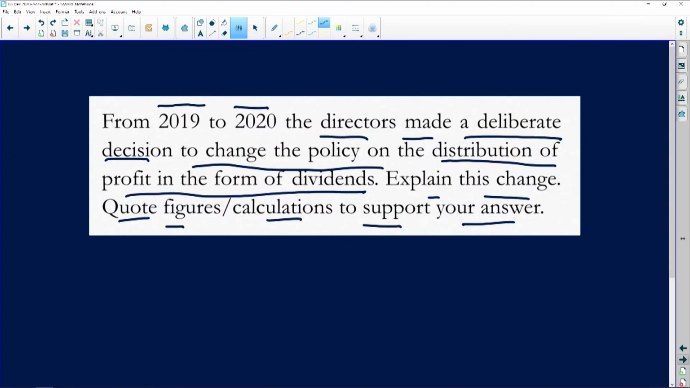When you are answering a question on financial indicators, it is imperative. If you look at past marking guidelines, you will see when they say quote figures, you have to go back and find those figures to support your answer. Those figures are there. You don't thumbsuck them. They are given. You will find them in the given information. You will use them to support your answers. Okay, let's see what we have here.